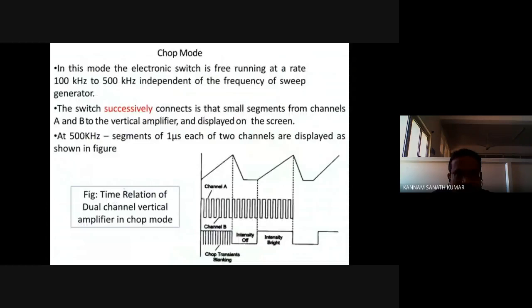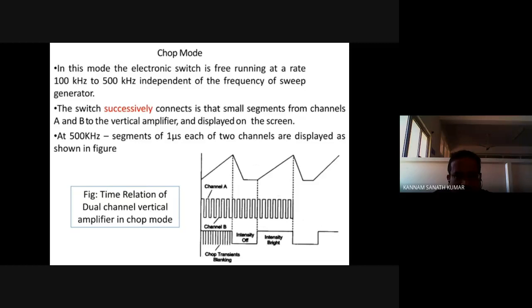Coming to the chop mode, in this mode the electronic switch is free running at a rate of 100 kilohertz to 500 kilohertz and independent of the frequency of the sweep generator. Previously, the alternate mode depended on the sweep generator, so it was synchronized with the sweep waveform. Here, it is independent of the sweep generator. So it will be switched at a rate of 100 kilohertz to 500 kilohertz.